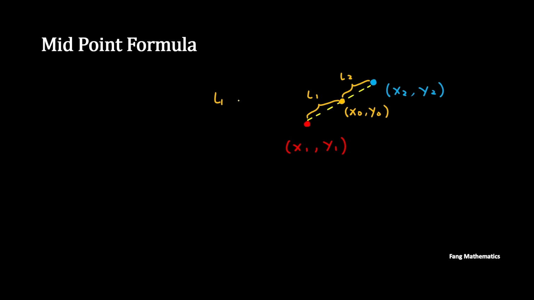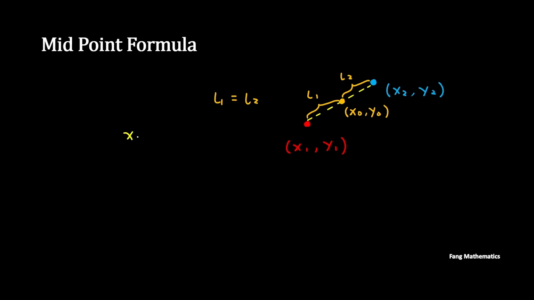In order for my midpoint in orange, labeled as x naught, y naught, my length 1 has to be equal to length 2. What is the characteristic of this midpoint that just lies in between the two coordinates given? By taking the average, we can respectively get our x naught and y naught. And now let's take the average value.